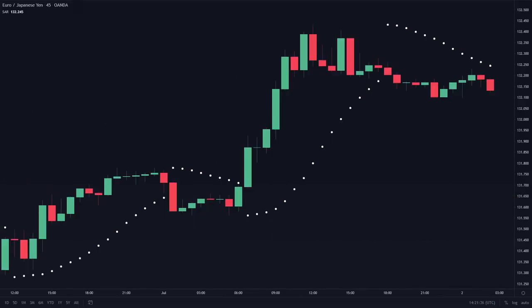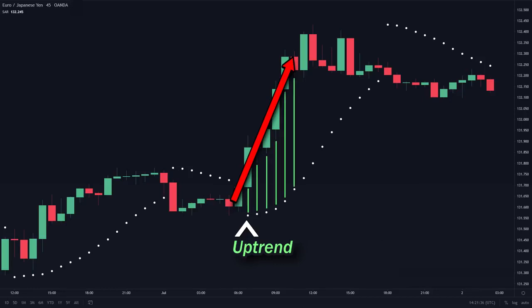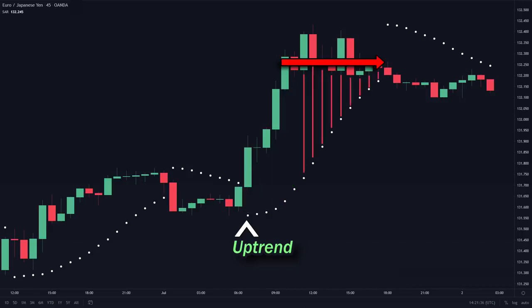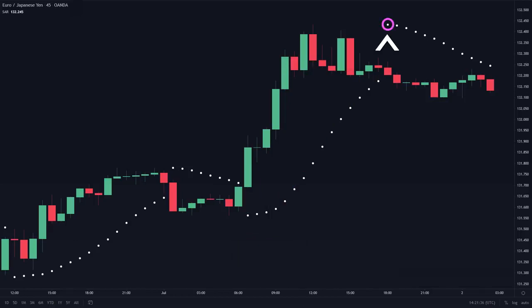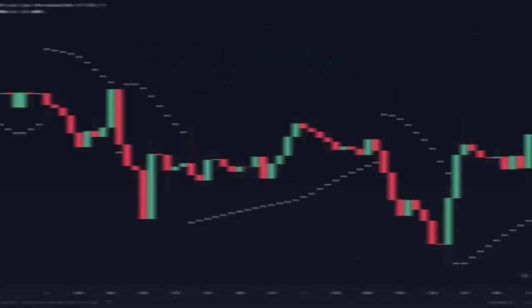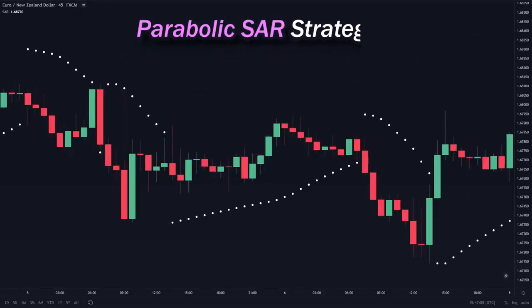So here, we can see that the dot is below the candle, indicating that the current market is on an uptrend. Then, as the uptrend starts gaining momentum, notice that the distance between the dot and the candle also increases. And after that, as the momentum starts getting weaker, the distance between the dot and the candle also becomes narrower, until finally, the dot switches to above the candle, indicating that the direction of the trend has now reversed to the downside.